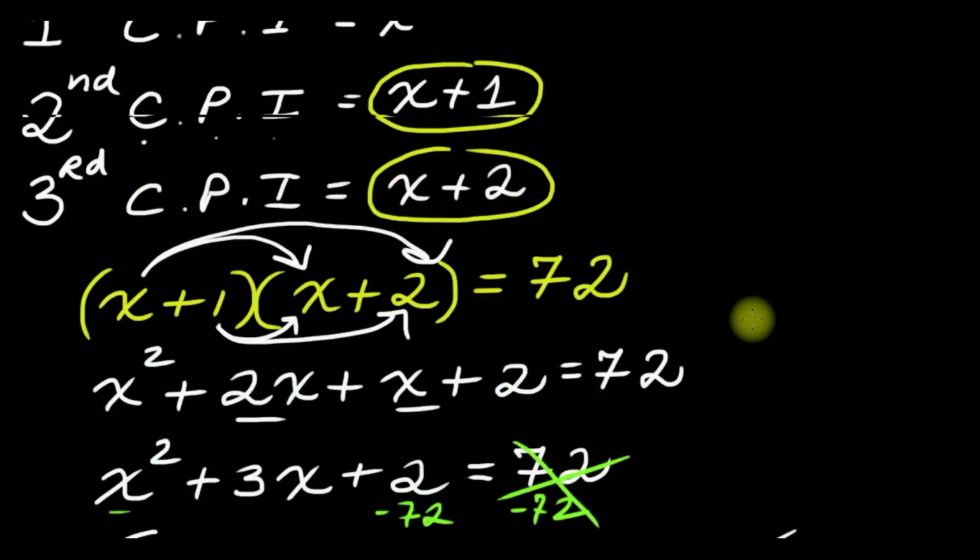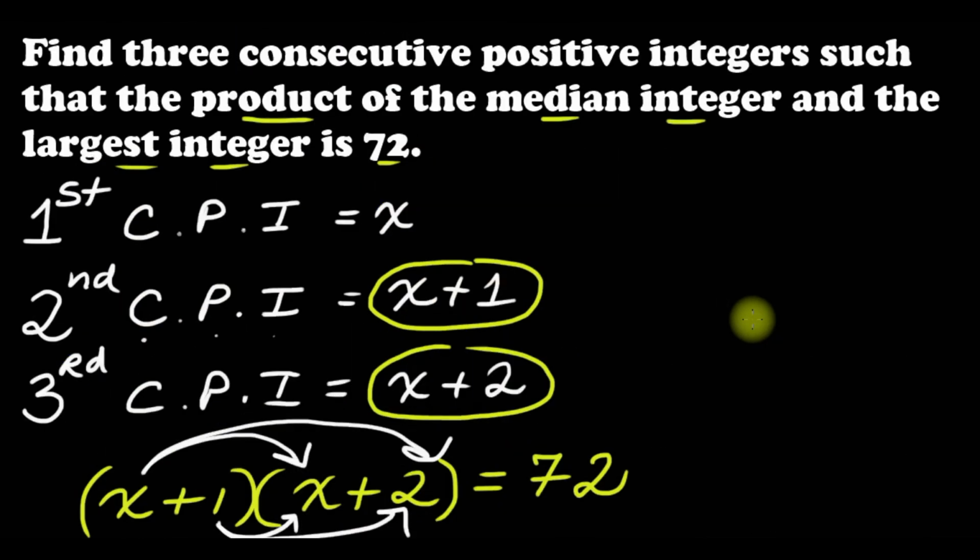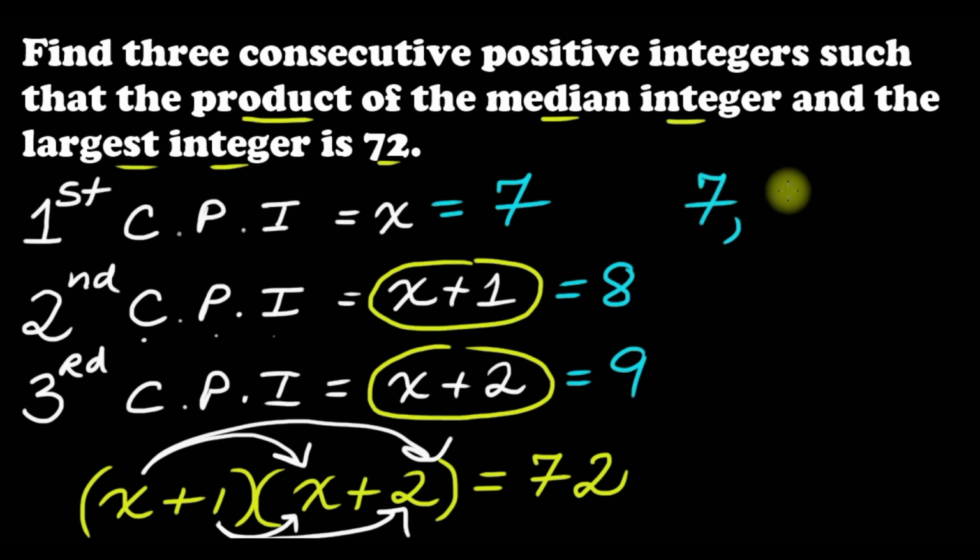So let's go back up here. We found x to be 7. So the first number is 7, and then the second number is 7 plus 1, which is 8. And then the third number is 7 plus 2, and that's going to be 9. So the three consecutive integers are 7, 8, and 9.